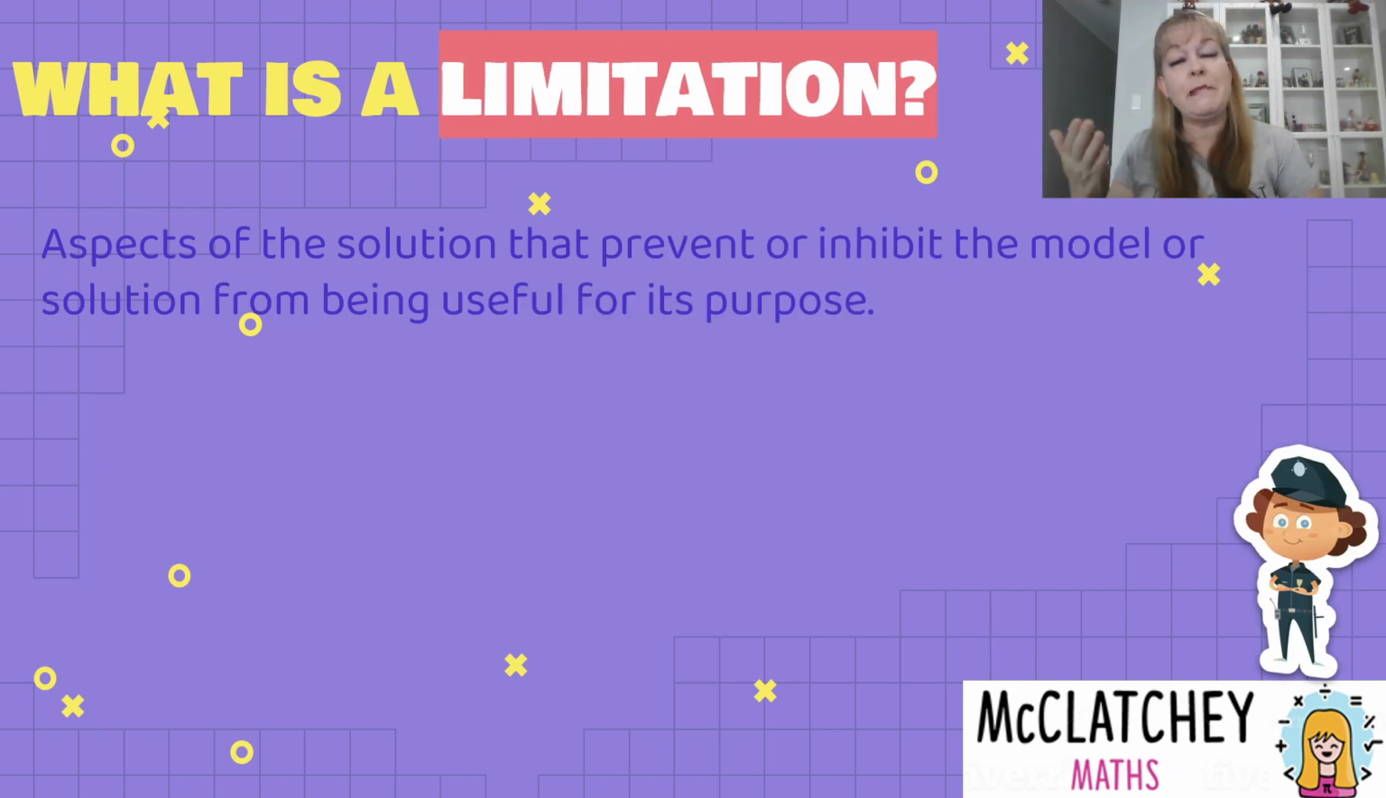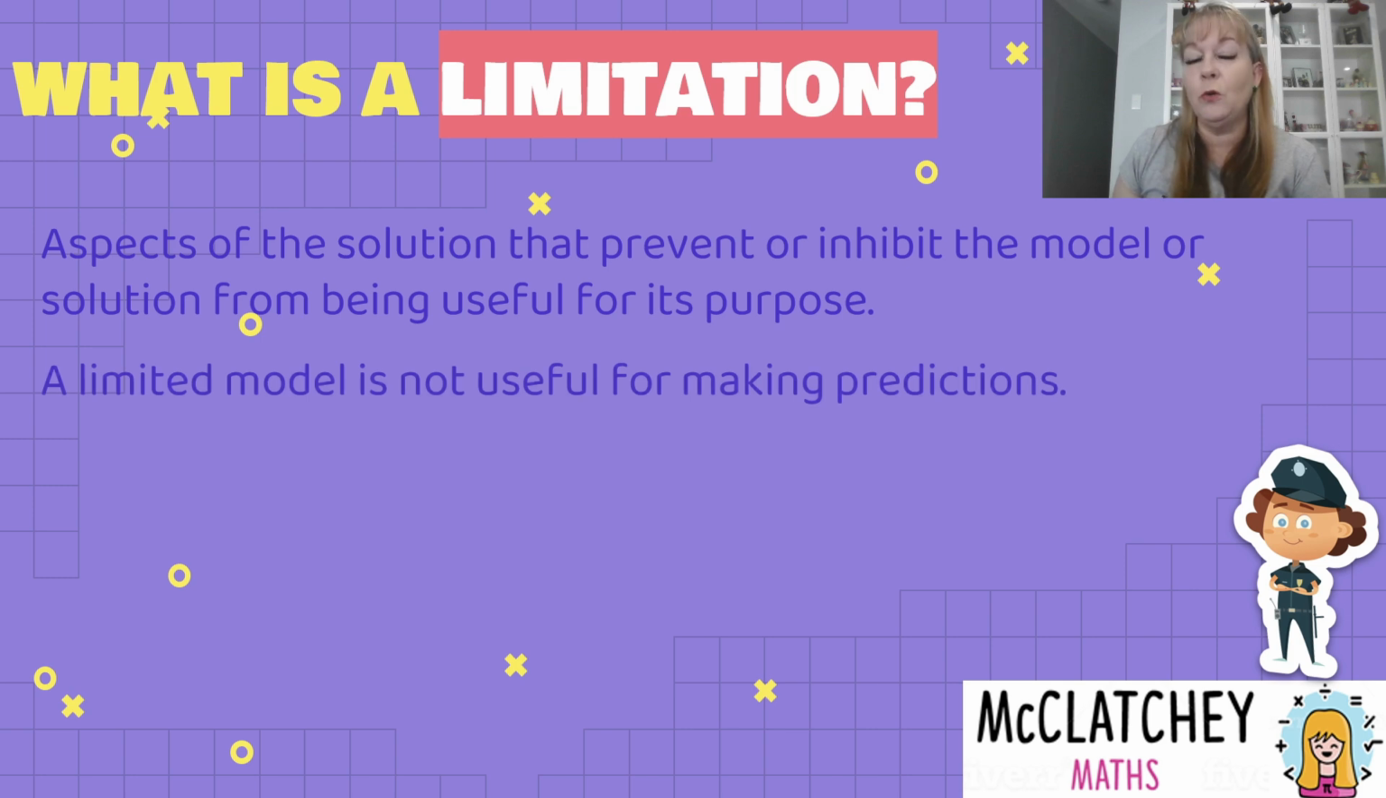Now let's talk about limitations. Obviously, a limitation is the opposite of a strength. So these are aspects of your solution that prevent or make your model less useful for its purpose. So a limited model is not useful for making predictions. It makes it very difficult, if you were asked a question in the assignment, to answer that with 100% confidence.